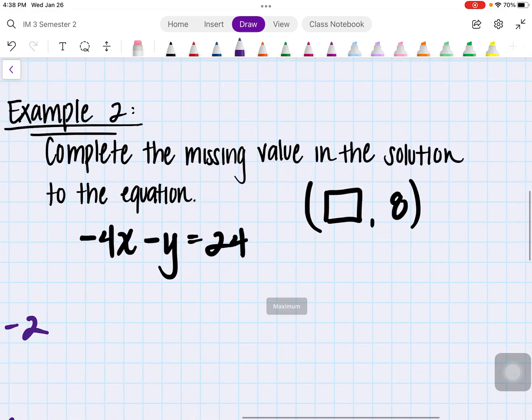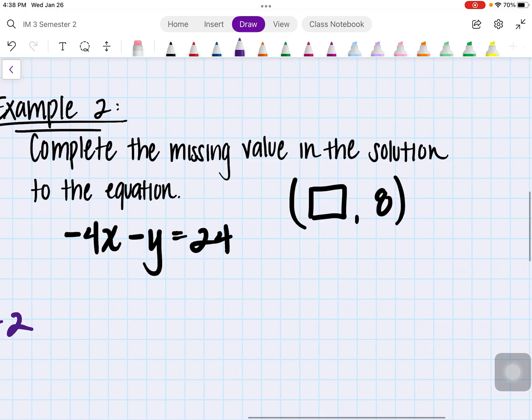And in this case, guys, this here is example 2. We want to go ahead and complete the missing value in the solution to the equation. So here they're giving us the equation of -4x minus y equals 24, and they're giving us a point in this case. Now we do have a missing value, and they are giving us one of the values. Now first off, guys, I do want to go ahead and identify which value they're giving us. The one that's missing here is going to be x. The one that's given to us is y.